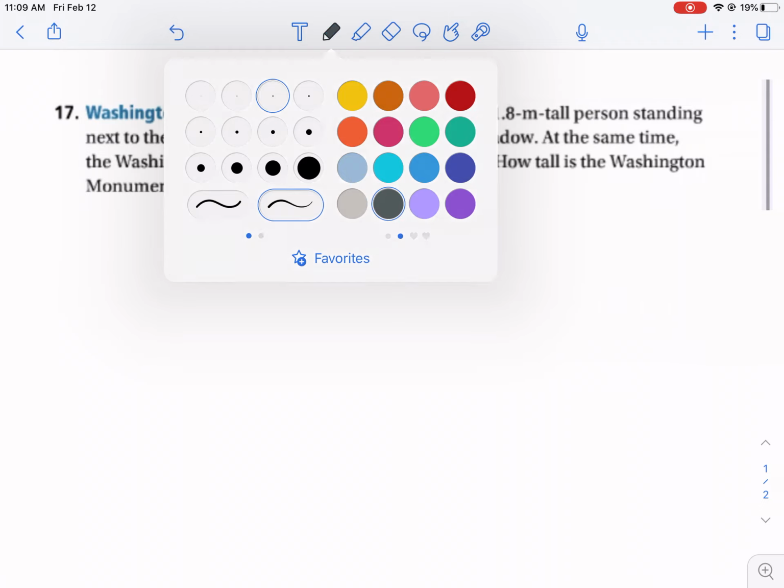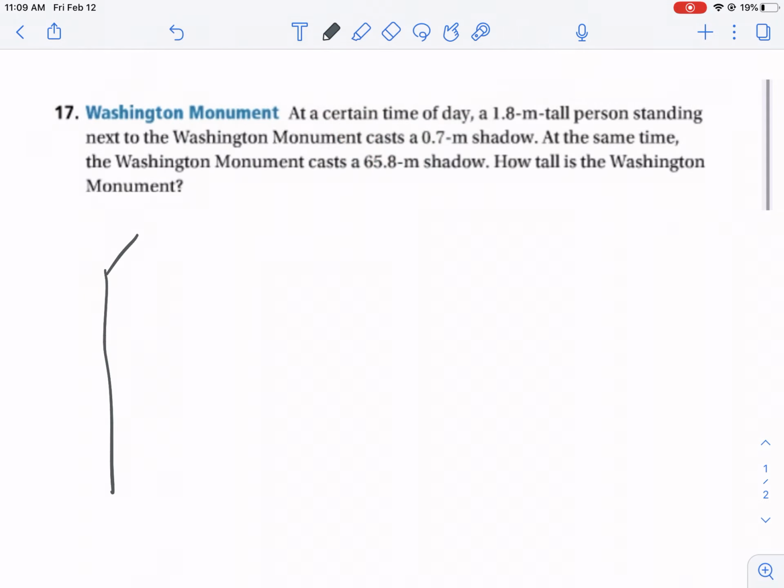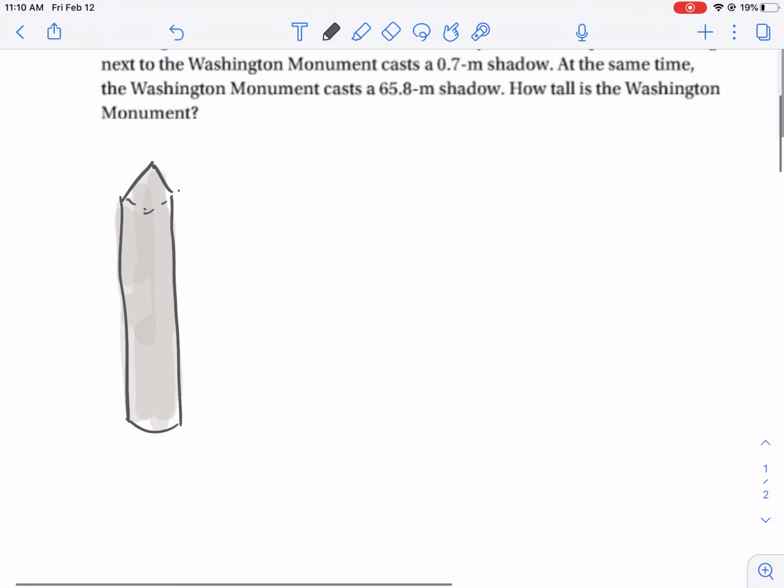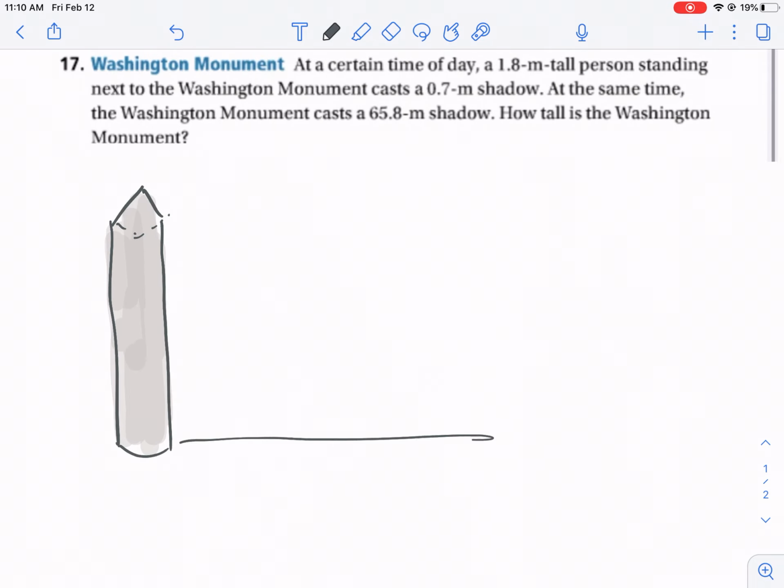Now, let's go ahead and give us a little drawing. I always like drawing things to get a better idea of what's going on. Okay, Washington Monument looks something like that. This isn't perfect, but I just want to get the general idea. Okay, there's our Washington Monument. Now, this thing casts a shadow that is 65.8 meters long.